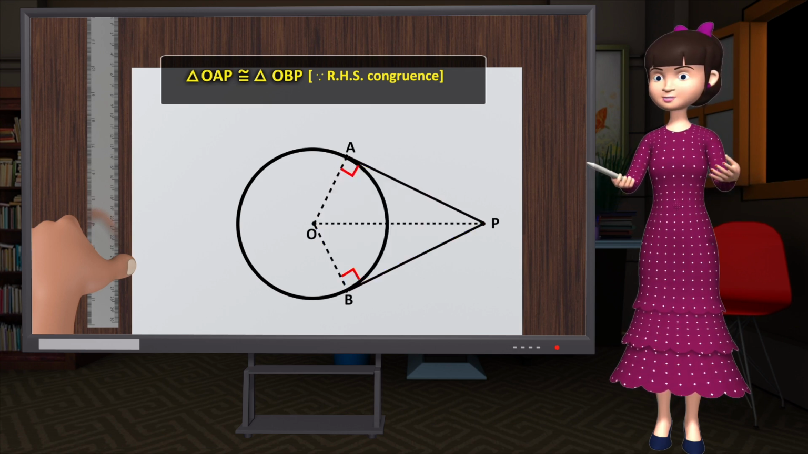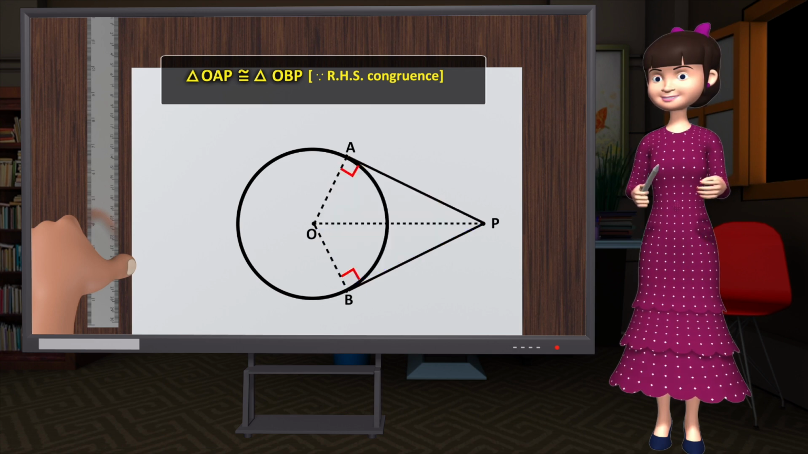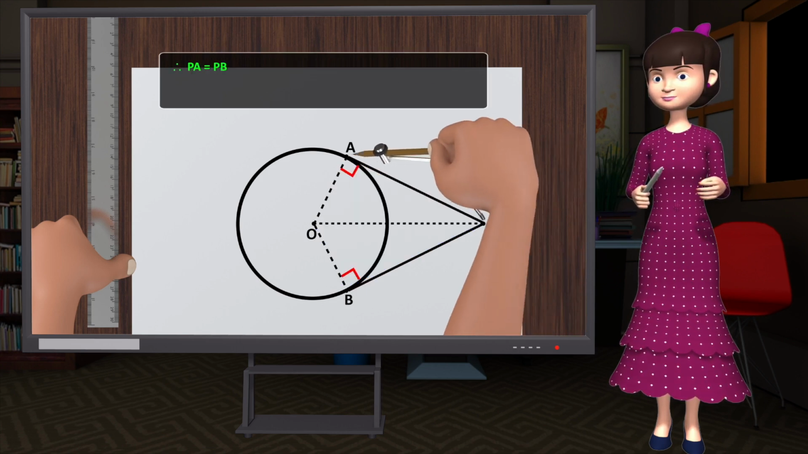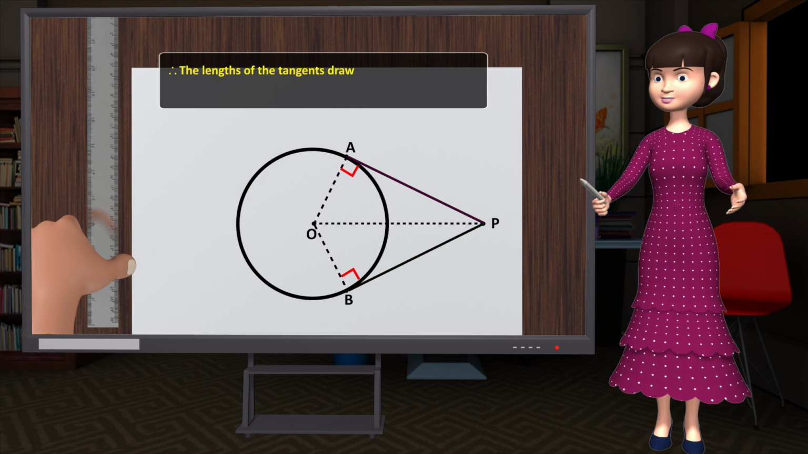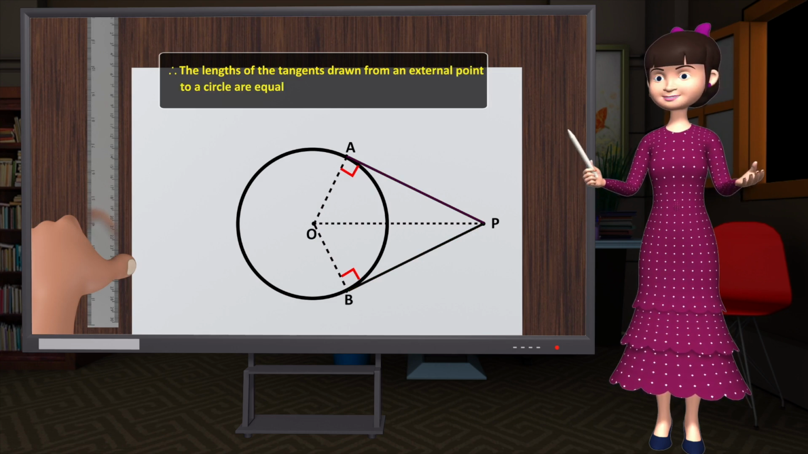Since corresponding parts of congruent triangles are equal, therefore PA is equal to PB. Therefore, the lengths of the tangents drawn from an external point to a circle are equal.